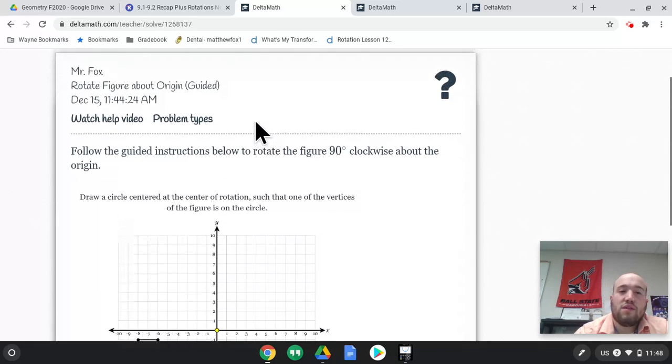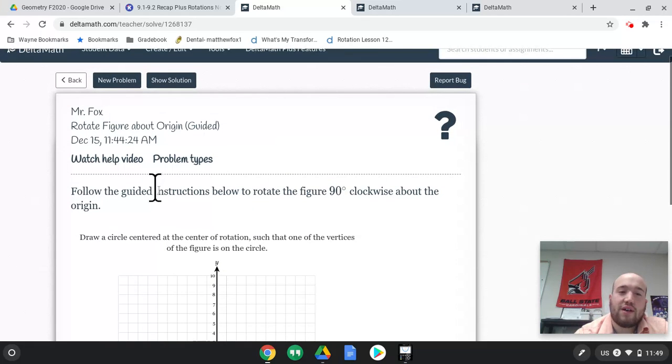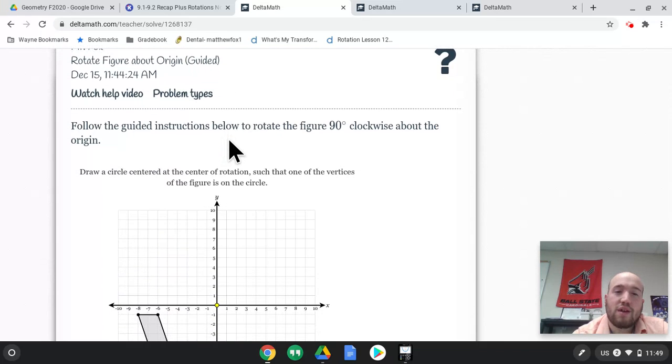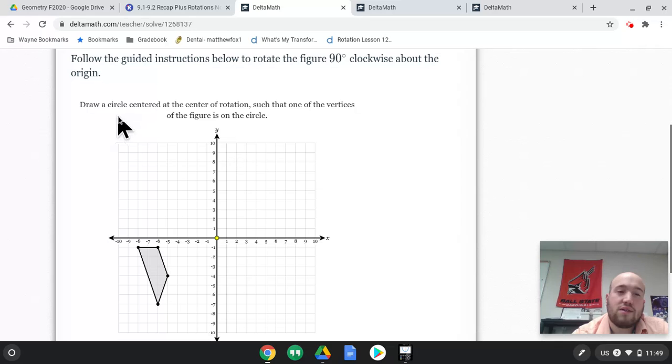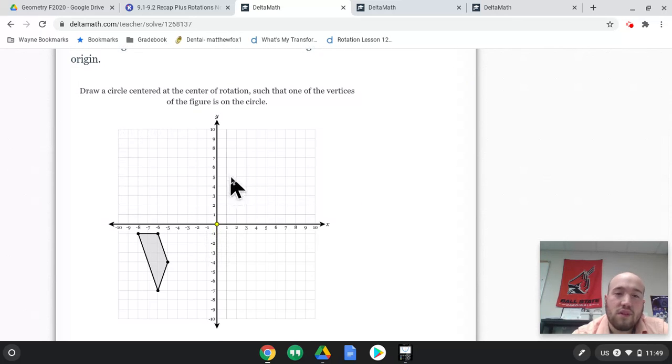So, anyway, today we are going to talk about how to do a rotation problem like this in Delta Math. We're rotating the figure about the origin. Now, notice it says guided, so you're going to have to go through step by step. You can't skip ahead. You have to follow the instructions. So it says draw a circle centered at the center of rotation, which in our case is clockwise about the origin. So the origin is right here. I'll click on that. And it says such that one of the vertices of the figure is on the circle. So we have to have the circle go through one of these.